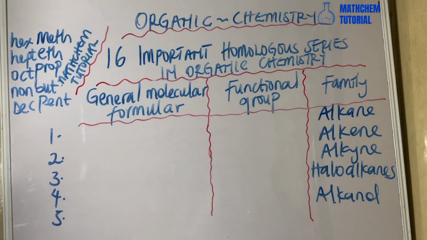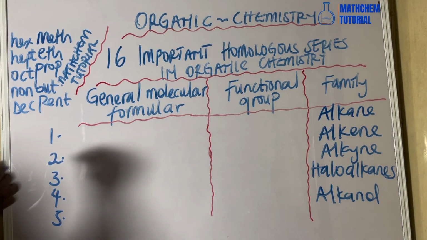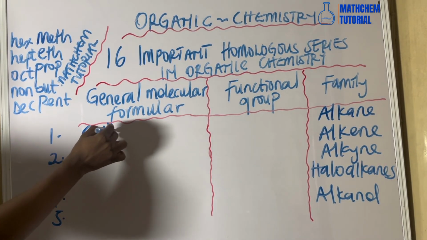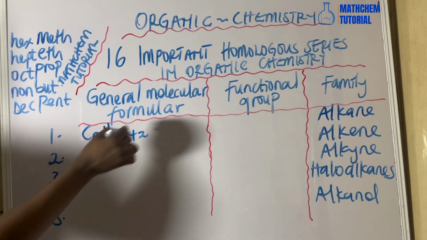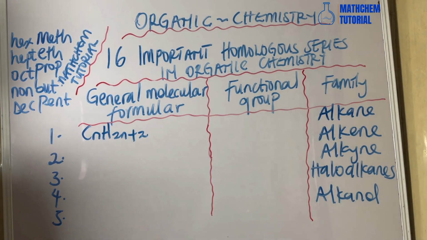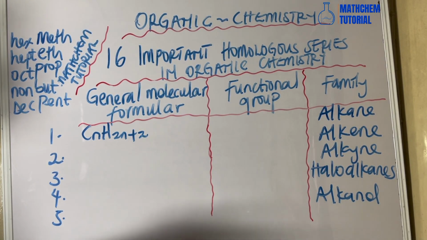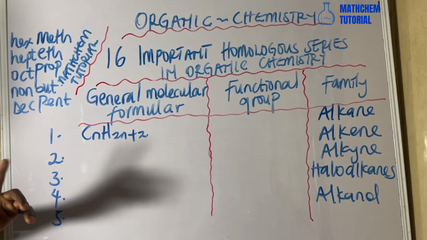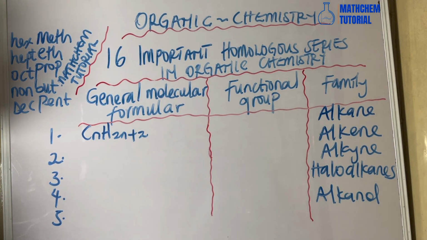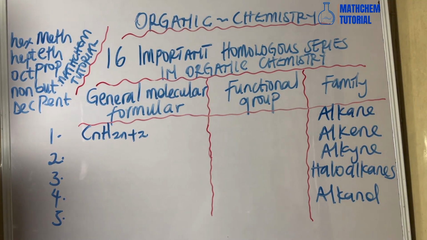Now looking at alkane. Alkane has a general formula of CnH2n+2. That's the general molecular formula for alkane, whereby the n stands for the number of carbon. Meaning that n is a positive integer, maybe something from 1 to 1 million, uncountable. So it's a positive integer.